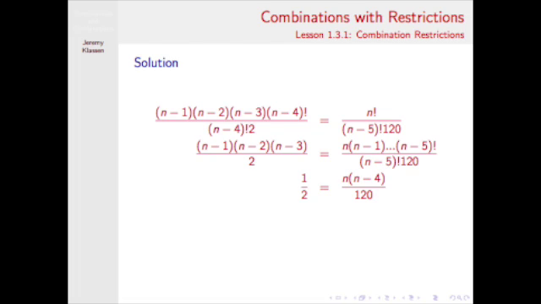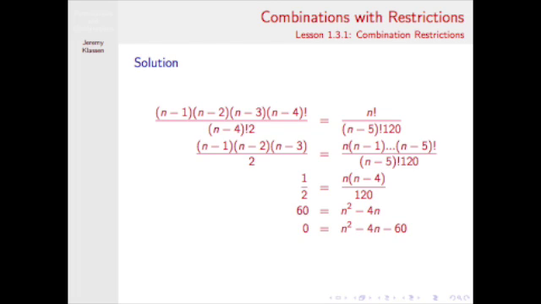But we can actually cancel a lot more than that because there's a common n minus 1 on both sides, an n minus 2, and an n minus 3. And so we're going to be left with, on the left-hand side, just a 1/2. And on the right-hand side in the numerator, we're going to be left with just n and n minus 4. And then I'll multiply both sides of the equation by 120 to get 60 is equal to n squared minus 4n. I just expanded out the numerator there.